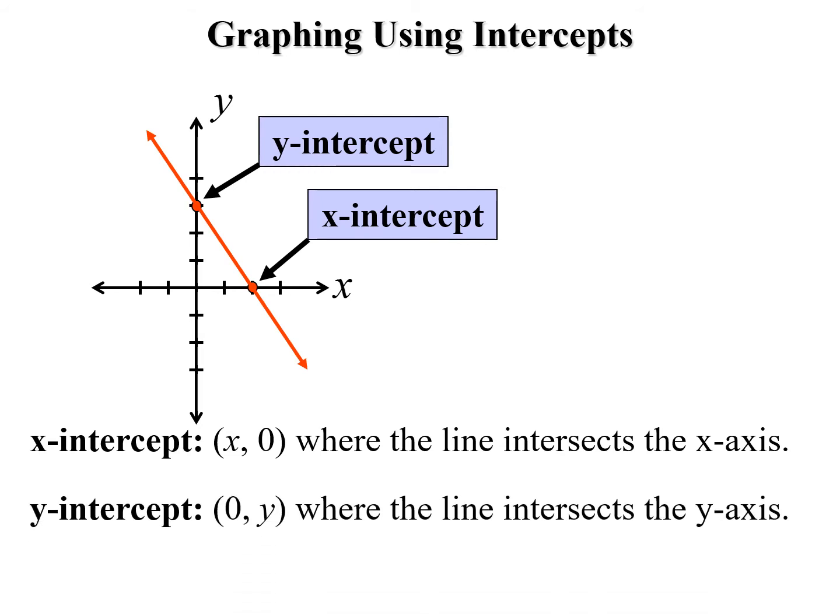For our y-intercept, the x value is 0. The y value is whatever numerical value it crosses the y-axis at.